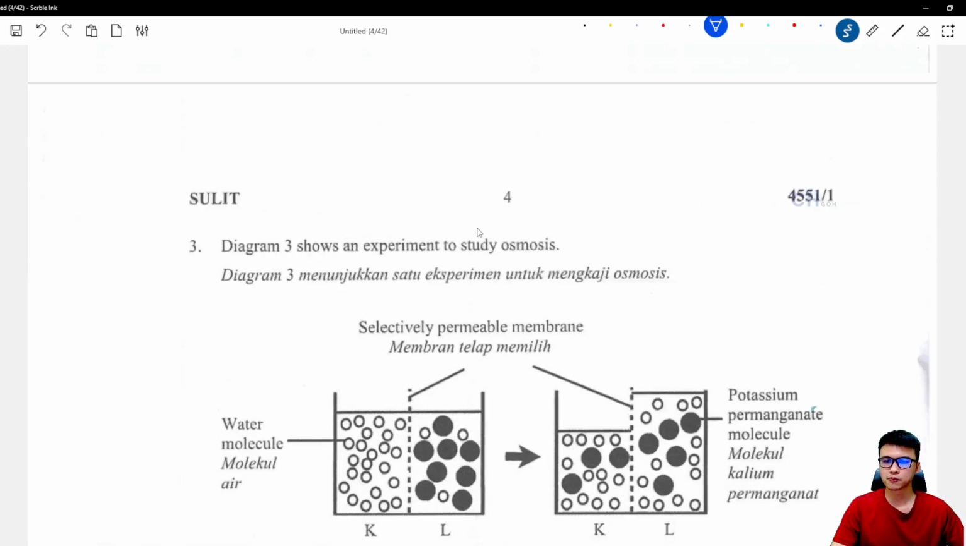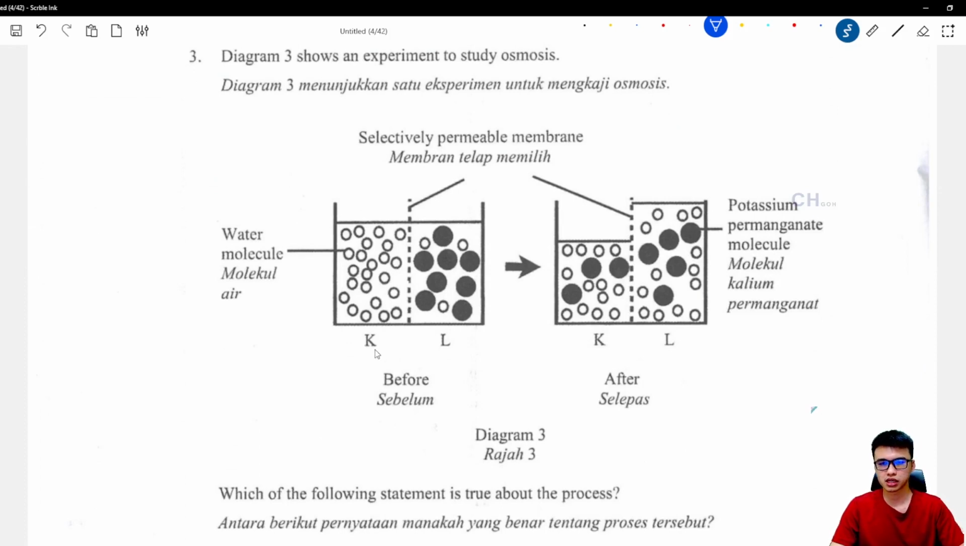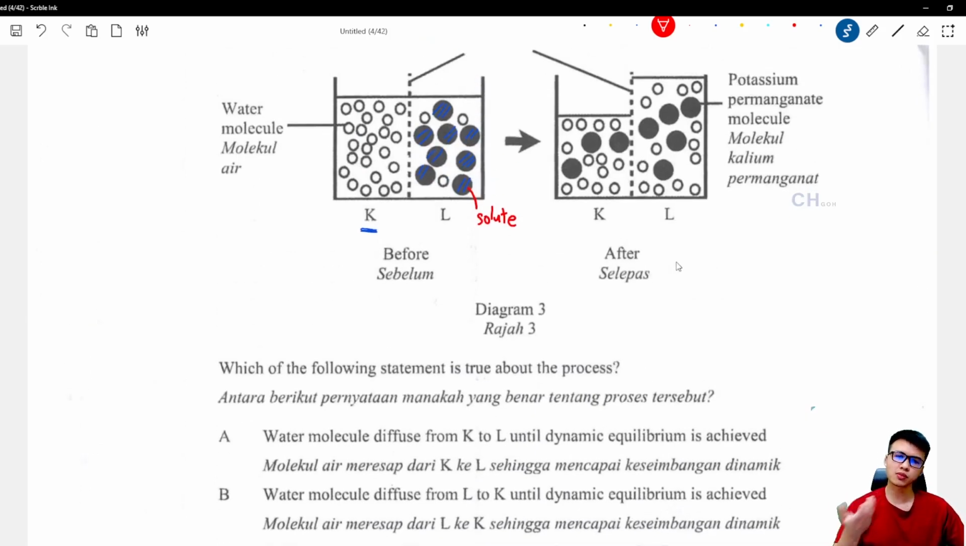Alright, next one. Diagram 3 shows an experiment to study osmosis. We have a lot of water molecules in the medium K, and what we have here is the potassium permanganate molecule. No need to care about what a potassium permanganate molecule is. As long as we know this is a type of solute, it should be enough for you to answer these questions. Now, which of the following statements is true about the process, osmosis?